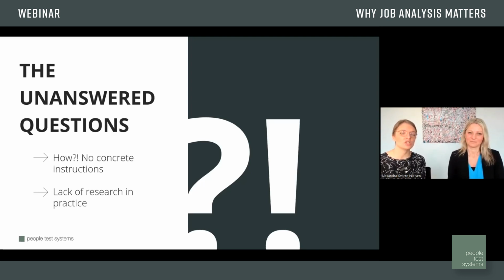And also in research, there's a lack of research in practice. So most of it is done in a research setting. And that is also one of the things that we work to have more of, is actually to have research in practice and research in high stake situations. So, but there's not a lot of research in academia on that. Not yet. Not yet.